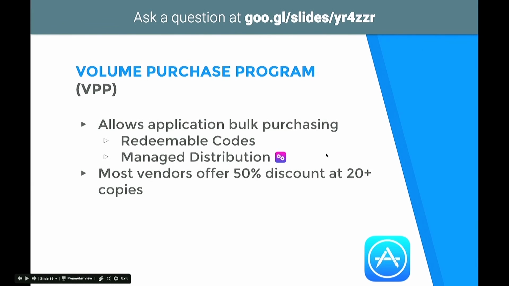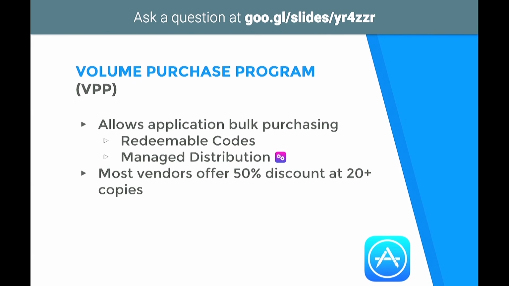If you're not familiar with the volume purchase program, it allows you to purchase a whole bunch of content instead of going into iTunes. That's really nice. There are those two options, redeemable codes or the managed distribution option. If you're in a situation where, as a school, you buy apps and you just give them to students because that fits what you do, you can still use redeemable codes, and then that code is forever and always associated with the Apple ID that redeems it.